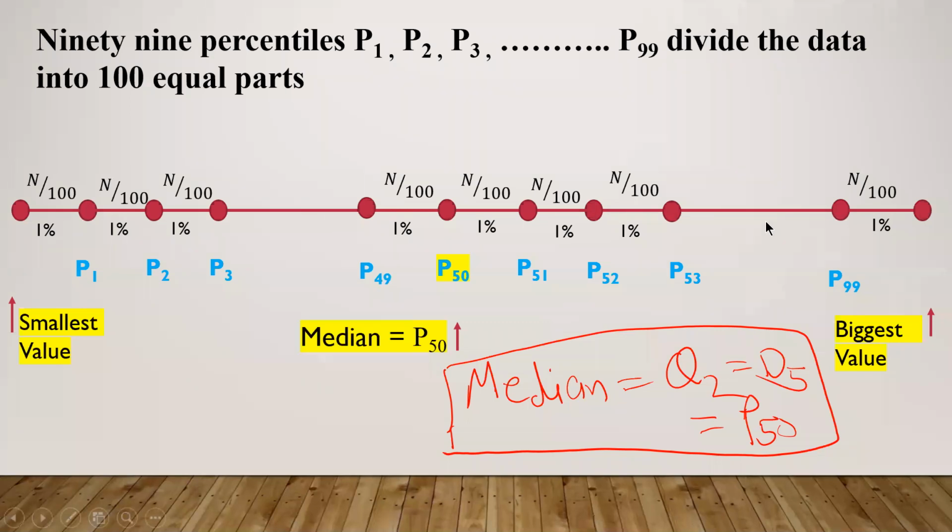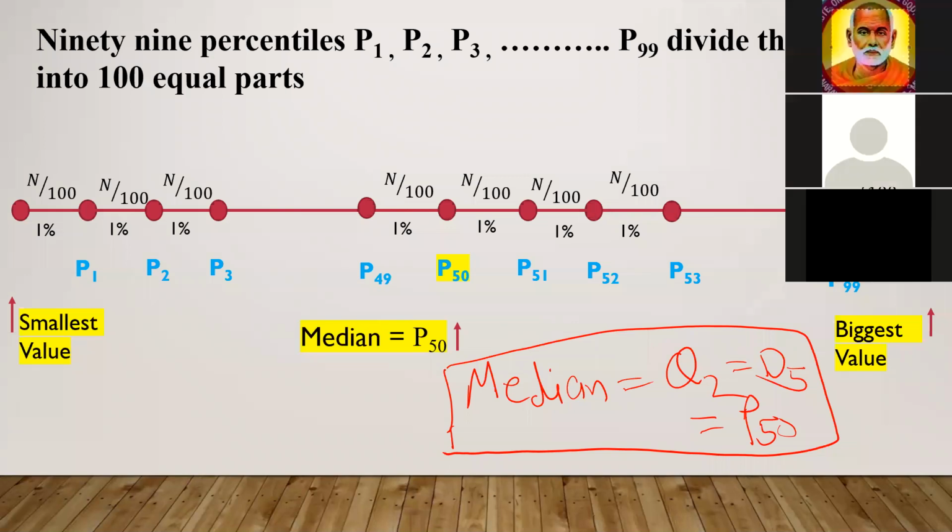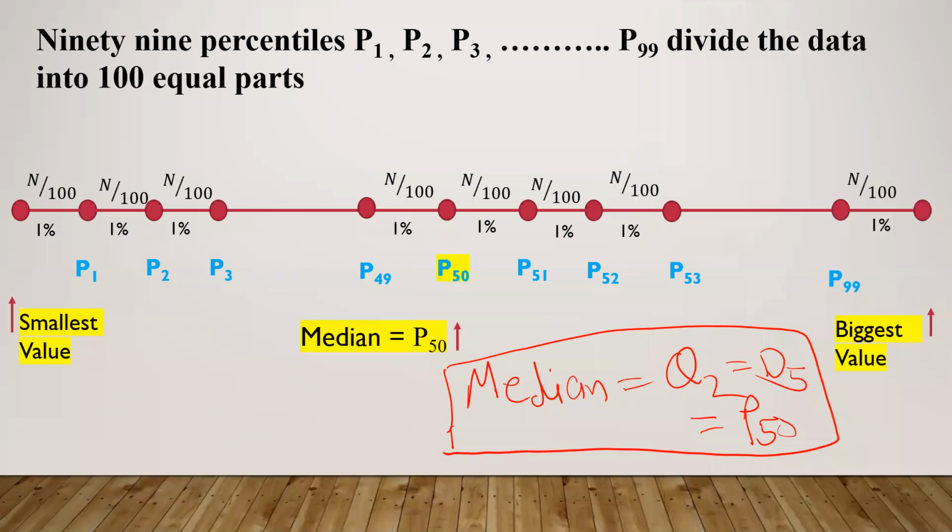Understood the concept of percentile? Okay, so percentile gives you your position and percentage gives you your actual marks. Okay, so that is the difference between percentage and percentile. What is percentage? It gives you your actual marks out of 100. What does percentile give you? It doesn't give you your actual marks. It gives you your position.